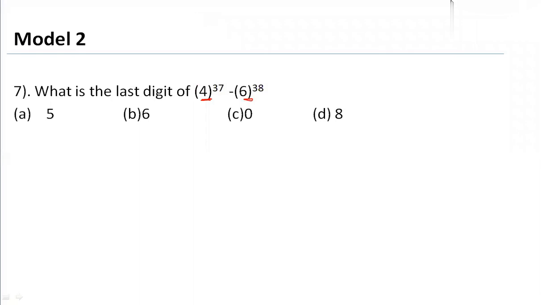If subtraction is not happening, we'll take a borrow and take the value from the question. Subtraction is not happening means we'll take a borrow. Actually, it should be 14, I guess, not 4. Yeah, the question is this, guys: 14 power 37 minus 6 power 38.